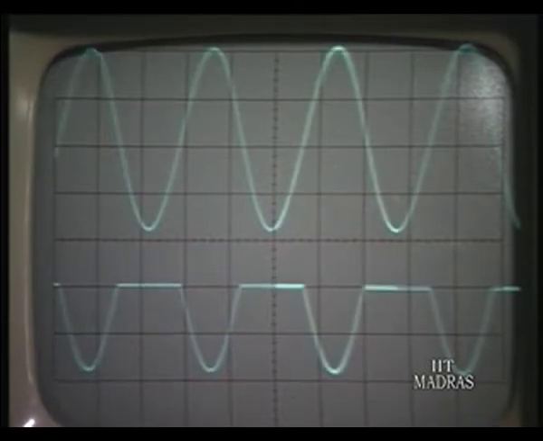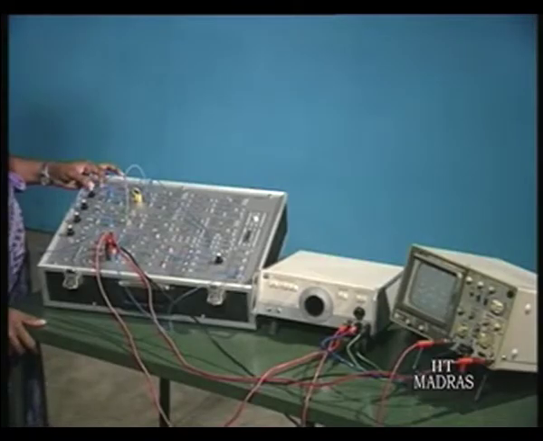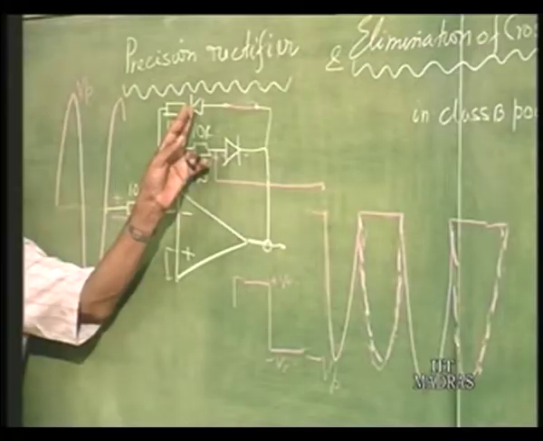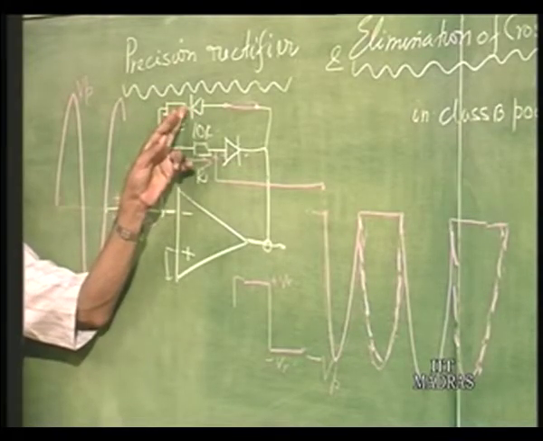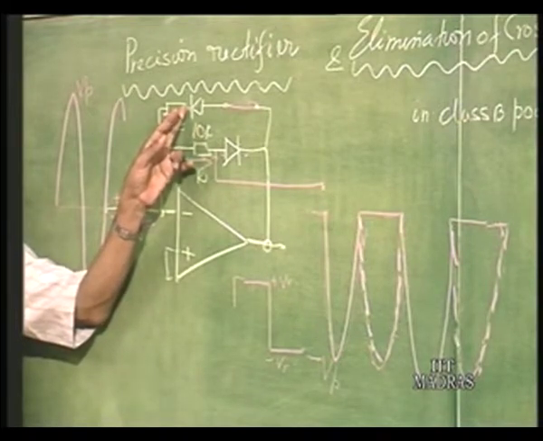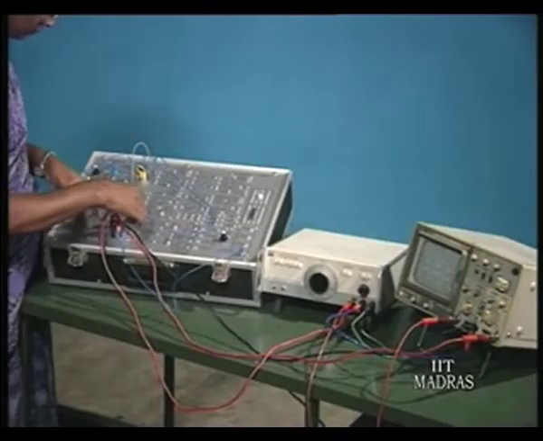Devaki, you can show the other output also here, because that also is the other half wave, okay. Each of these will give you half wave. This is one half wave, okay. This is the other half wave, okay, at the end of the other 10K, okay.